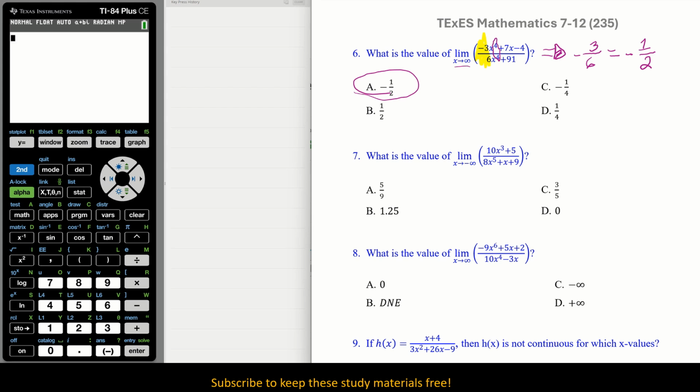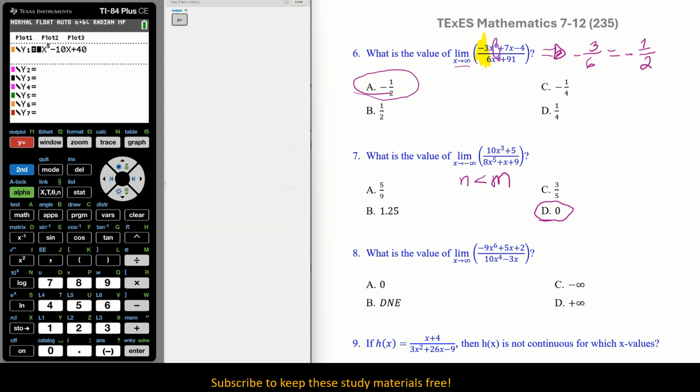Okay, now we have number 7. What is the value of the limit of x as x approaches negative infinity? Okay, again, we have these leading coefficients. Well, n is less than m, okay? And that was a situation where your limit equals 0. However, for this one, let's go ahead and put this in our calculator and see what we come up with.